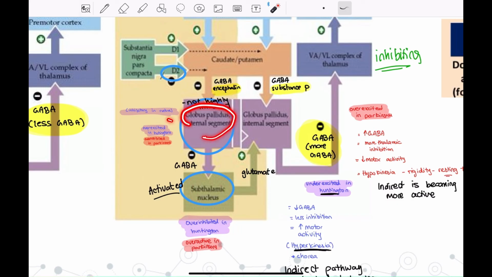Why? Because this is overexcited. So if this is over-inhibited, this means that it is going to secrete less glutamate. If the globus pallidus internal segment is receiving less glutamate, that means that it will secrete less GABA, right? Because I'm inhibiting it now. So if I'm inhibiting something that's inhibitory, I'm not going to get GABA. It will be very little GABA. So the globus pallidus internal segment is underexcited in Huntington's, leading to less GABA, leading to less inhibition of the thalamus, leading to increased motor activity.